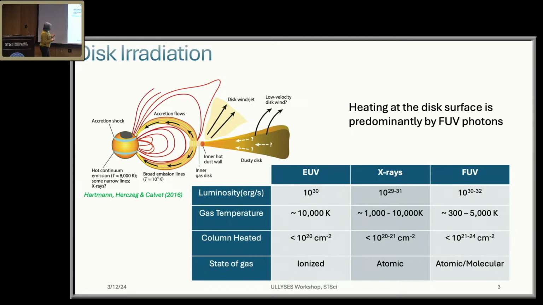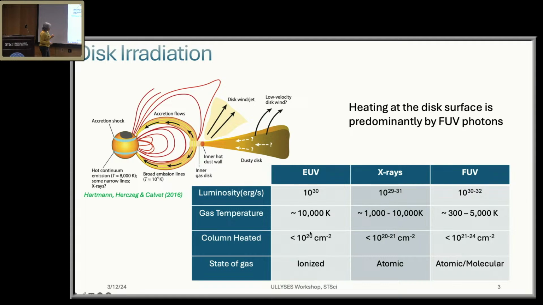And most of the disk surface, I'm going to say, is basically heated by FUV photons. I'm talking about just the disk surface because remember the talks about emission from the winds and not really the disk as such. So I have here some typical luminosities that are measured, and straight away you can see that FUV luminosities are pretty high. And the gas temperature is more in the few hundreds to a few thousand Kelvin. Here when I say X-rays, I'm predominantly talking about soft X-rays, which heat the surface of the disk.